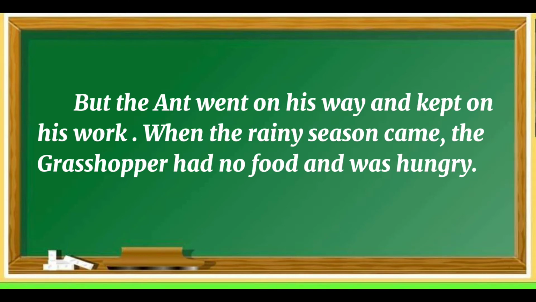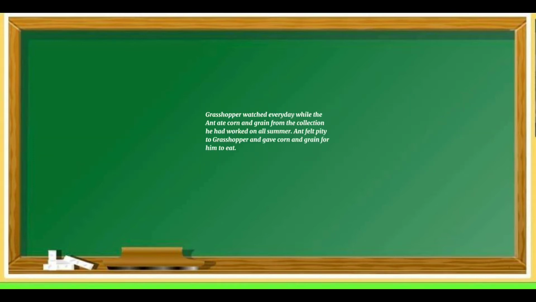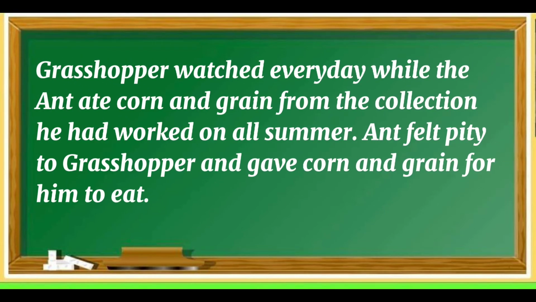When the rainy season came, the grasshopper had no food and was hungry. Grasshopper watched every day while the ant ate corn and grain from the collection he had worked on all summer. Ant felt pity for Grasshopper and gave corn and grain for him to eat.